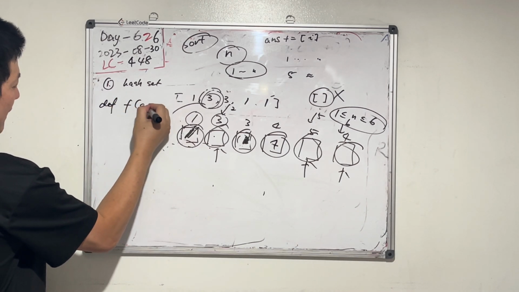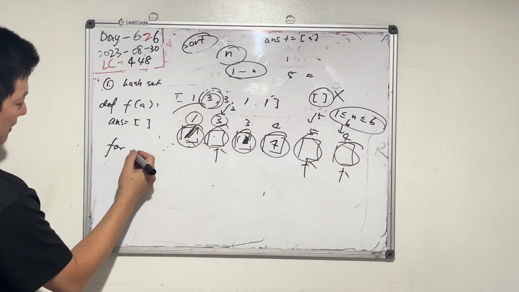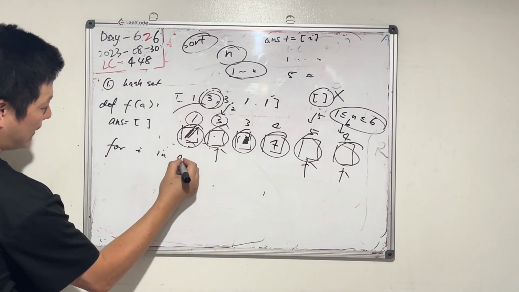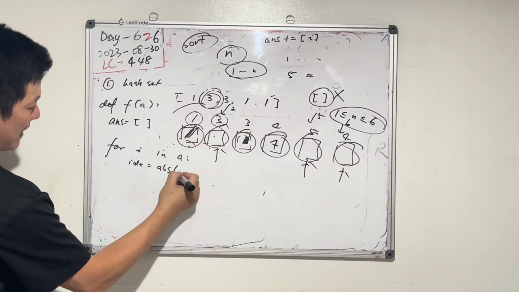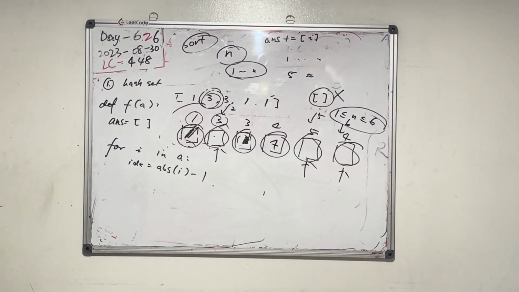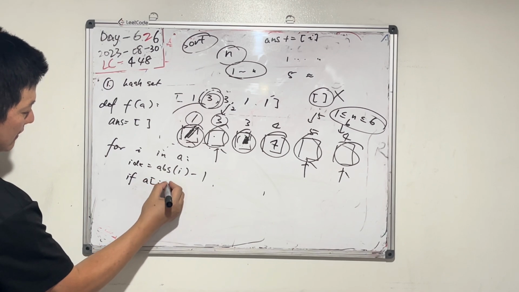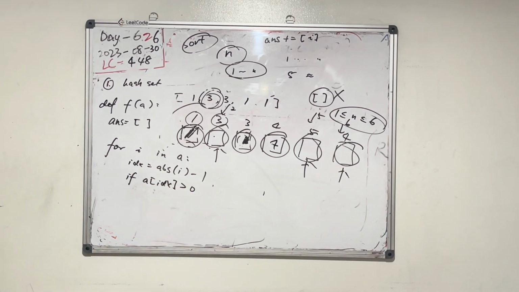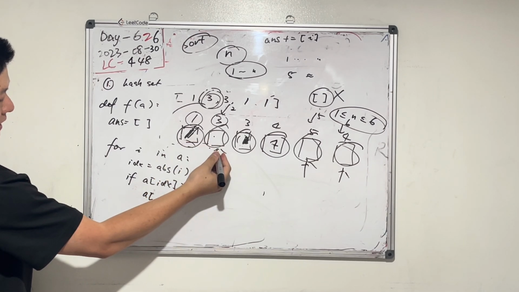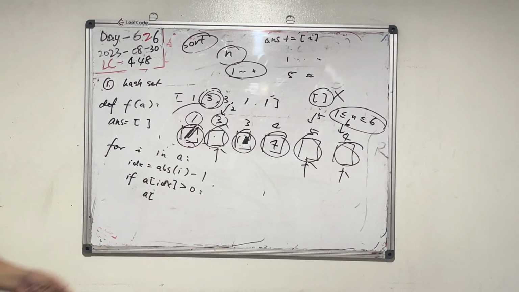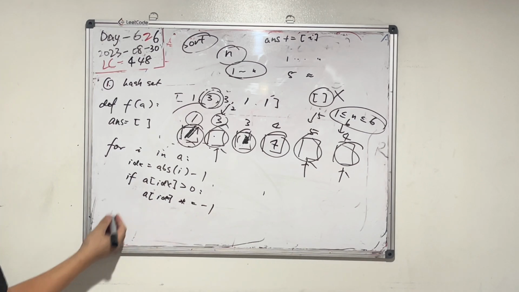Define the function. We have this answer. Then we go through these numbers, and for i in A, the index is the absolute value of i minus 1. Then if the number at index is bigger than 0, we need to negate it. If it's negative, it means that we have seen this before. So A[index] times equals minus 1. That's the first pass.